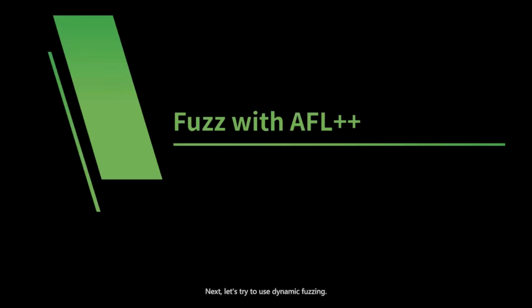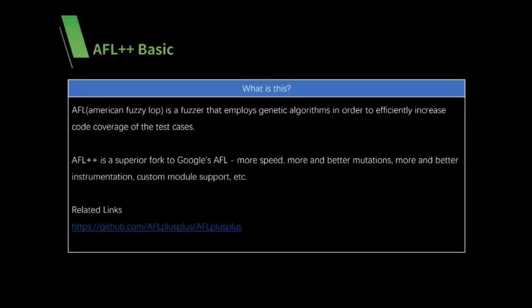Okay, next, let's try to use dynamic analysis. Here I use the AFL++ tool. AFL is a fuzzer that employs genetic algorithms in order to efficiently increase code coverage of the test cases. AFL++ is a superior fork of Google's AFL: more speed, more and better mutations, more and better instrumentation, custom module support, and so on. For more details, please refer to GitHub.